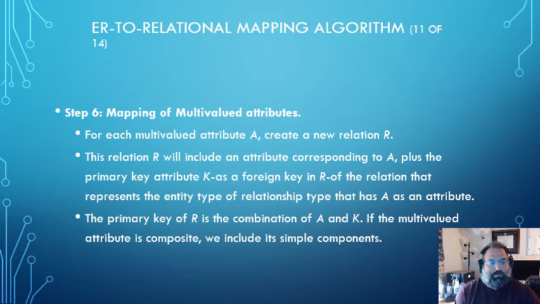Step 6 is about mapping of multi-valued attributes. For each multi-valued attribute A, create a new relation R. This relation R will include an attribute corresponding to A, plus the primary key attribute K as a foreign key in R of the relation that represents the entity type or relationship type that has A as an attribute. The primary key of R is the combination of A and K. If the multi-valued attribute is composite, we include its simple components.